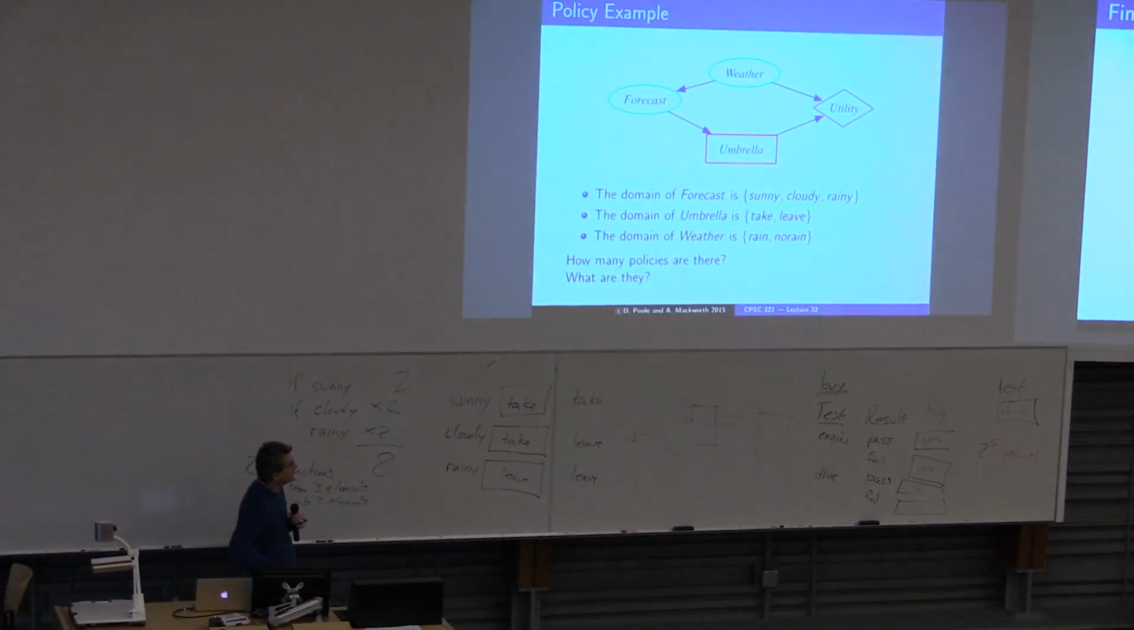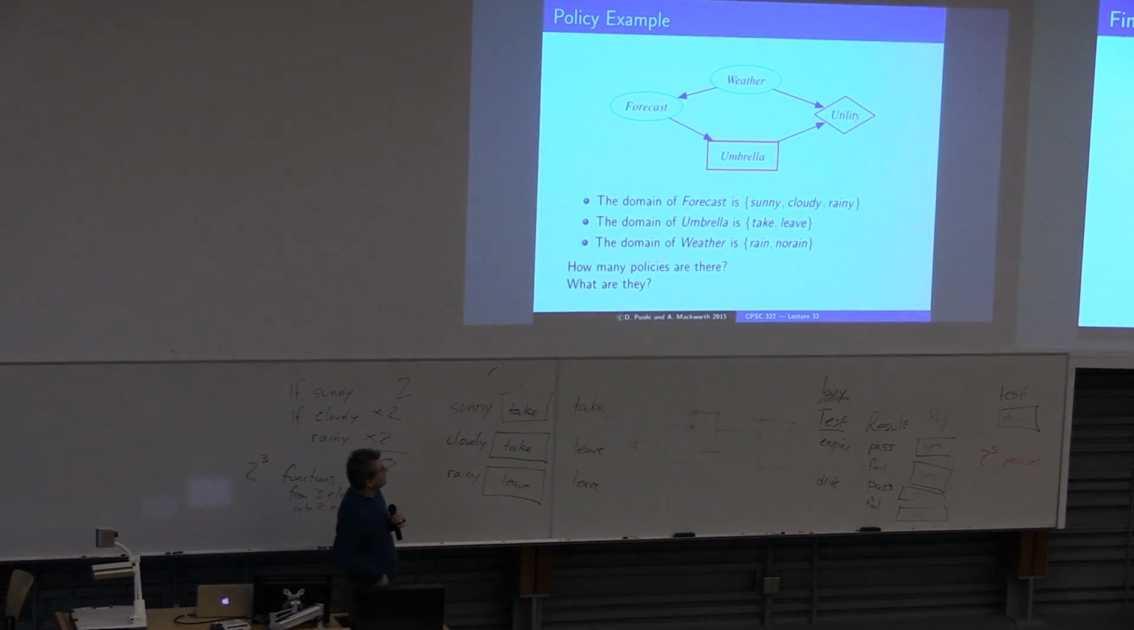So in here, what's the random variable that's not a parent of a decision node? In this one, what's the parent that's not a decision node? Weather. We're going to sum out weather.